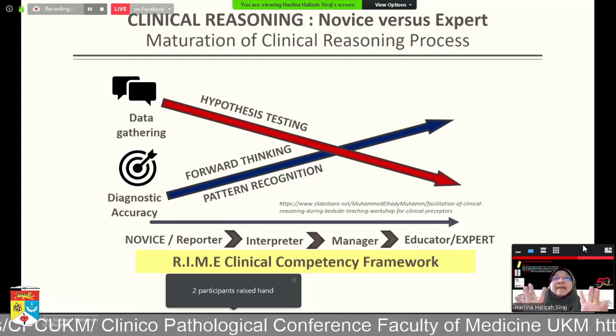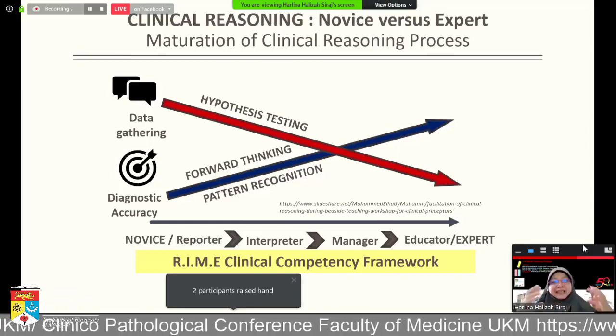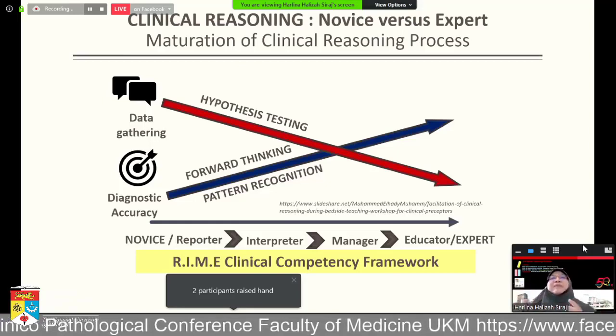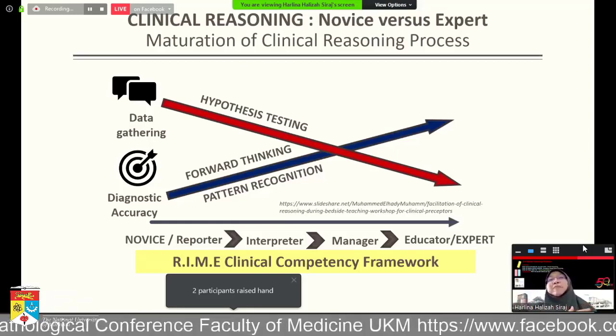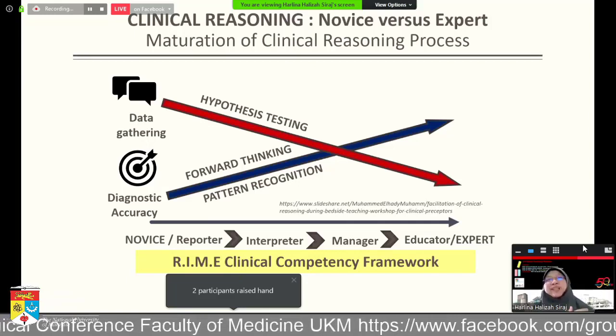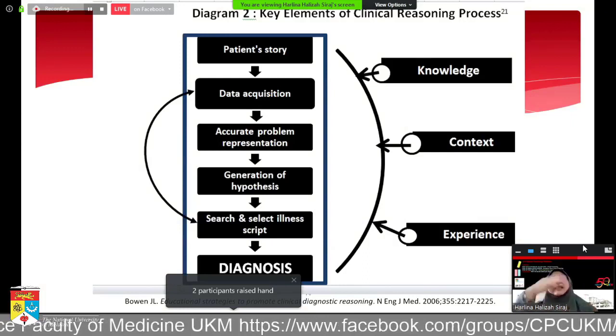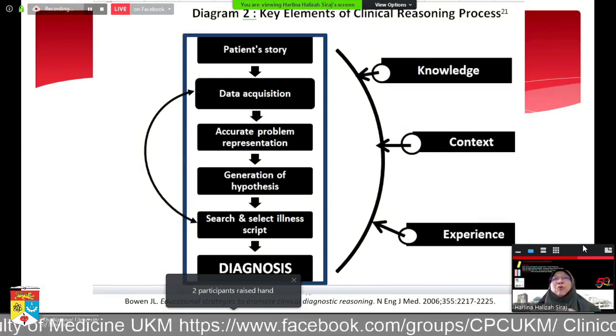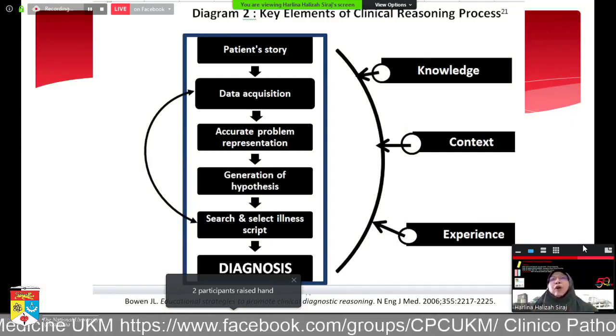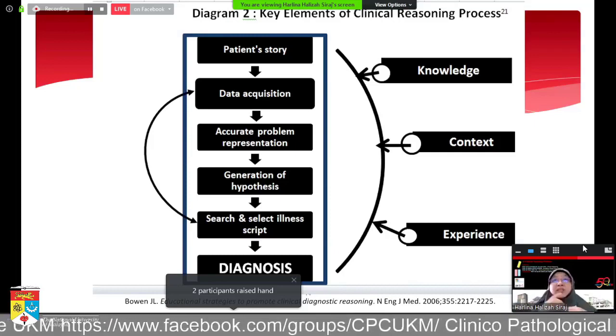I think this is a very important illustration of the journey of our student when they want to come from becoming just a reporter until they can manage a patient. This is actually just going through what the steps are for clinical reasoning, particularly diagnostic reasoning.